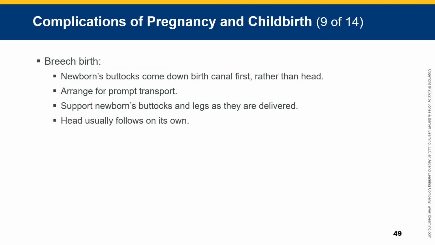In a breech birth, the newborn's buttocks come down from the birth canal first rather than the head. If you see evidence of breech, which is any body part besides the head that isn't the umbilical cord, then you've got a breech. Arrange for prompt transport. A breech birth slows labor, so there will be a little more time for transport to the emergency department. Support the newborn's buttocks if that's what you see first, or legs as they are delivered, and the head usually will follow on its own.